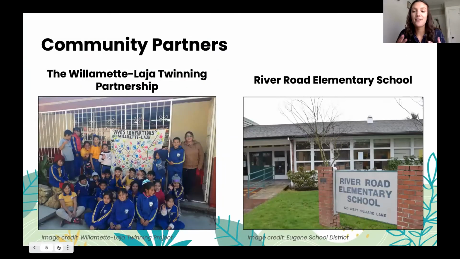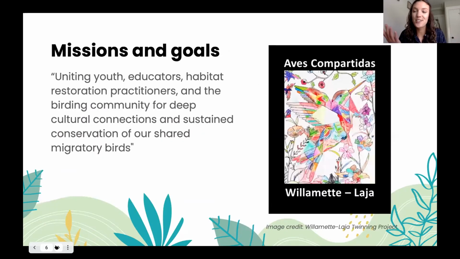So a ton of this project is based in collaborating with our community partners. And a little bit more on them, there's the Willamette Laha Twinning Partnership, and that partnership was established in 2015, and they launched the Aves Compartidas program during the 2018 and 2019 school year. However, we did not become involved as the Environmental Leadership Program until this school year, when we began developing curriculum and teaching it to the students at River Road Elementary School in order to help the Twinning Partnership achieve their goals, you could say. So what are these goals, you might be wondering?